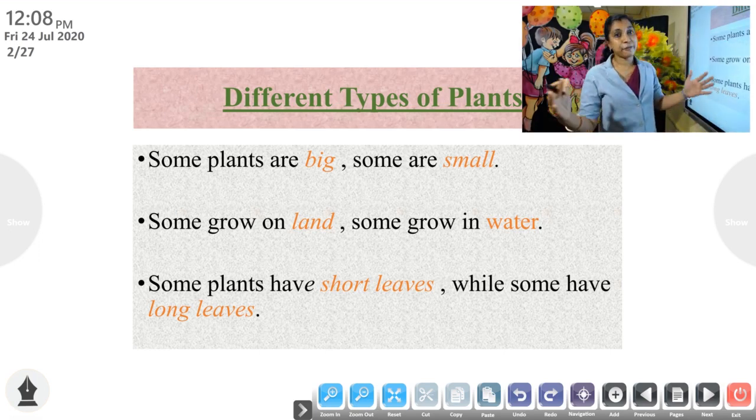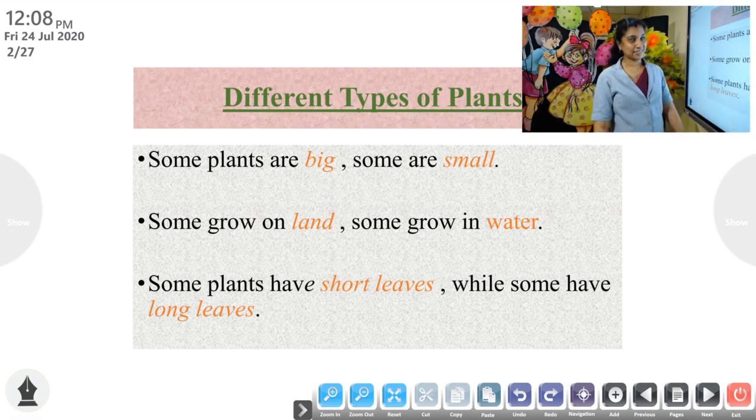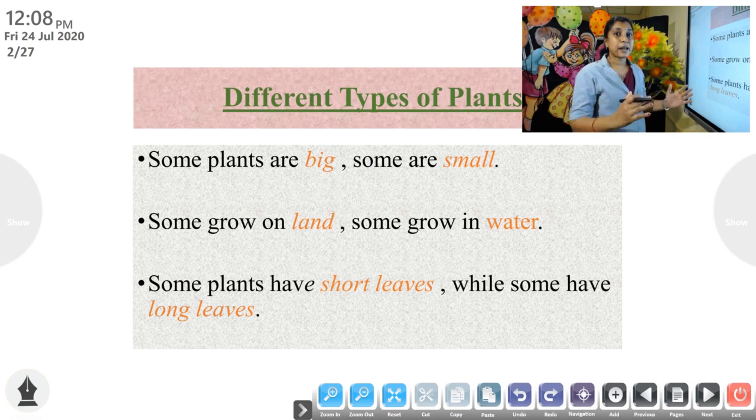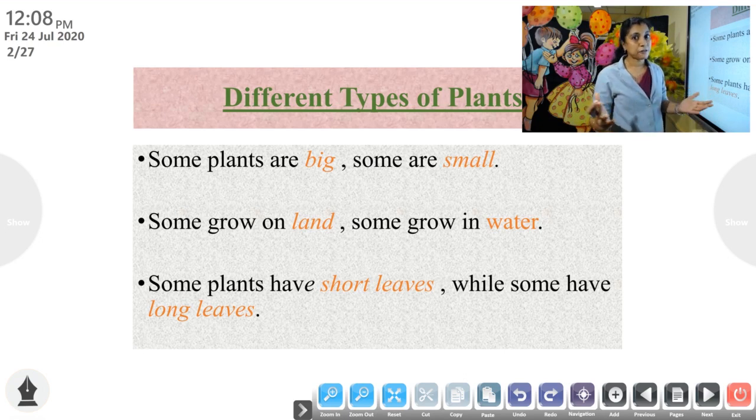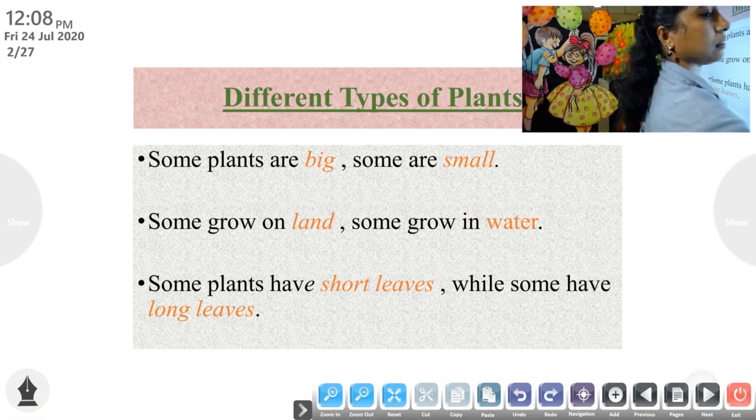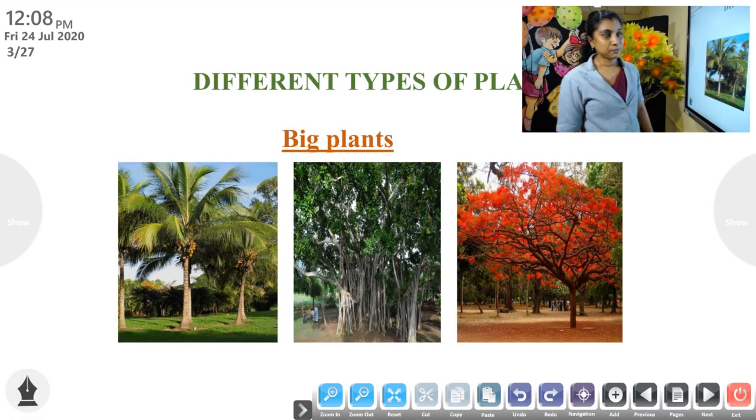We know that there are different types of plants around us, right? Some plants are very big and some are small, some plants grow on land and some grow in water. What about the leaves of the plants? Some plants have big or long leaves, and some plants have short leaves. See the picture.